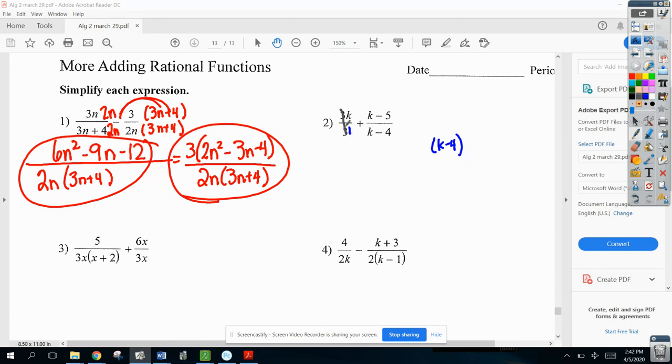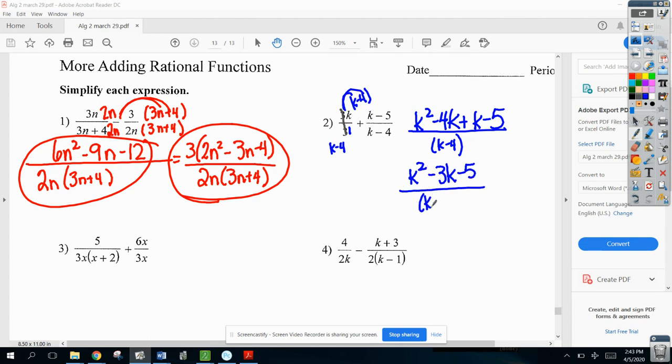So the first fraction has nothing on the bottom, so it needs a k minus 4. And so the top needs the same thing, k minus 4. So k times k gives me k squared. K times negative 4 gives me minus 4k. This guy already has the k minus 4, so I just add k minus 5. I add like terms in the middle, so I get k squared minus 3k minus 5 all over k minus 4. And that's your answer.